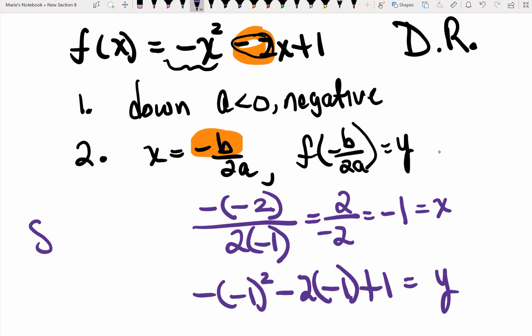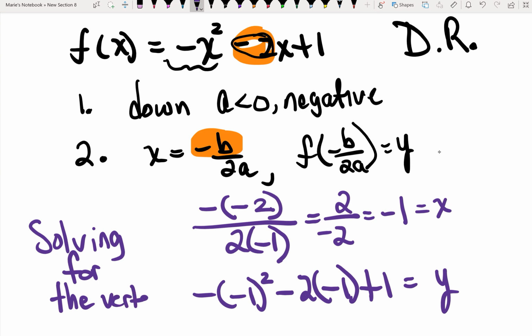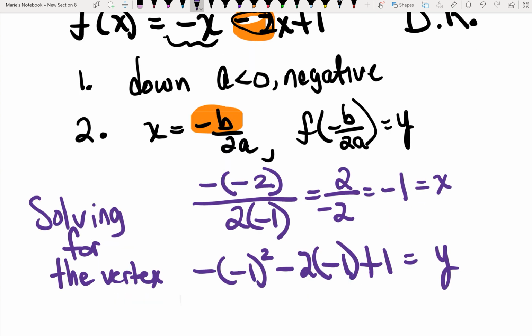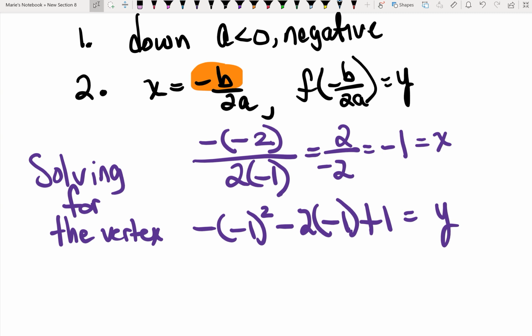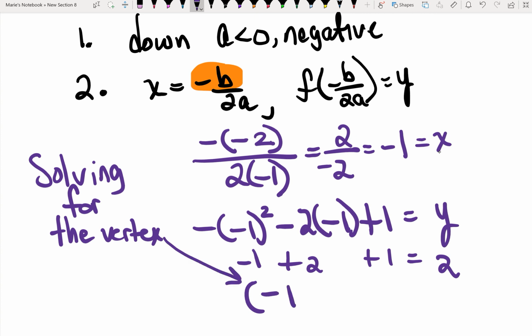This is solving for the vertex. Okay, and so once we plug it in, this will become negative 1 plus 2 plus 1, which is equal to 2. So that means that our vertex is (-1, 2).